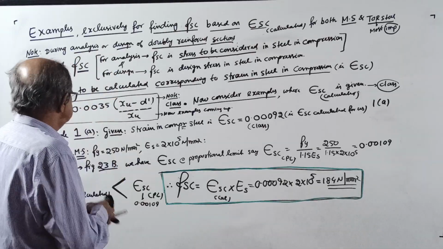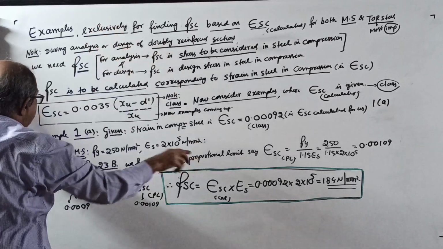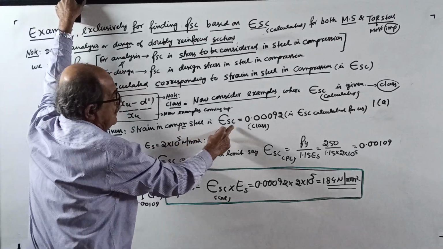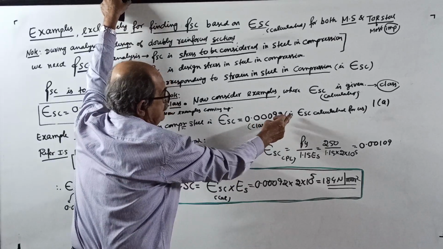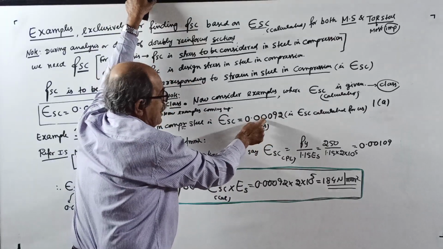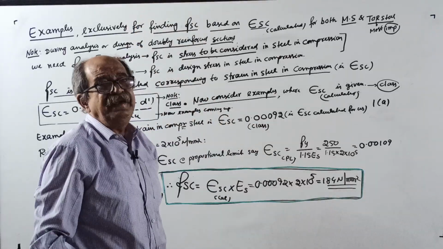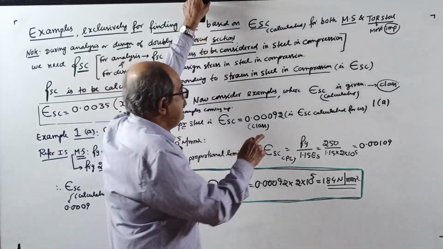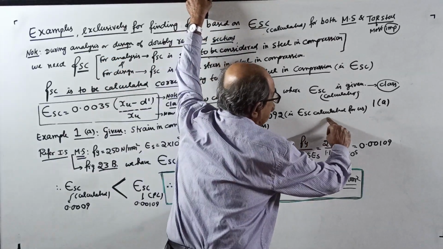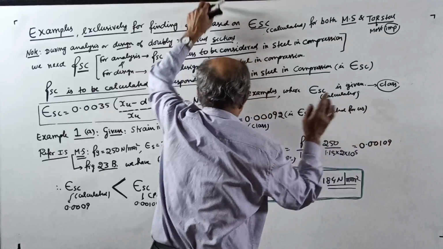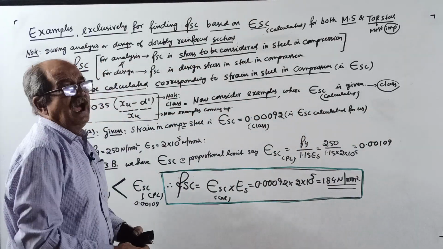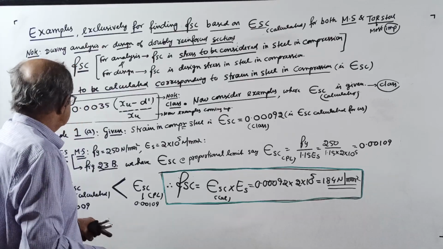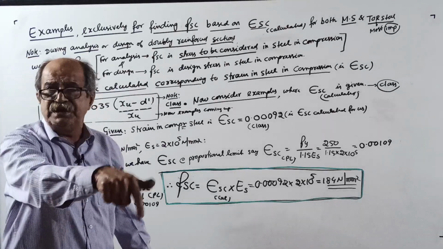Start. Solution. You write all these. Example 1A given. Strain in compression steel, epsilon SC, is 0.00092. This value I have given. Later, when you solve a problem, it will be calculated there. This is our epsilon SC calculated. Now, yesterday I told the procedure thoroughly. Now you have to refer to it. Now nobody should question me, sir, why that way? Go back to yesterday's class.